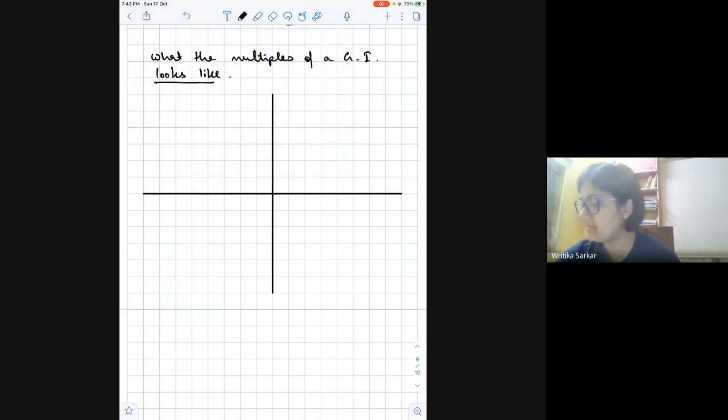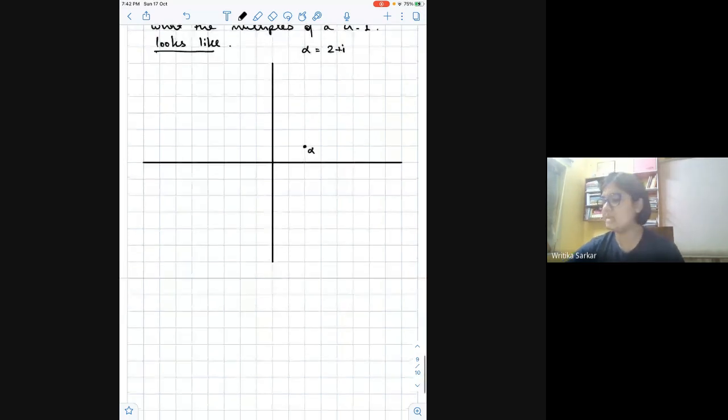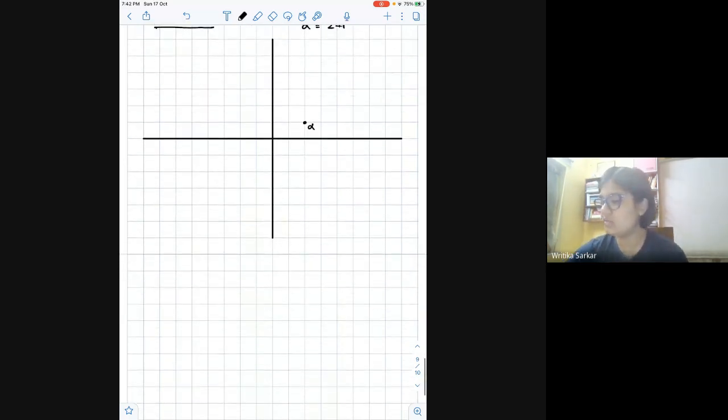Let's just take the example of this one here. Let's say this is alpha, and alpha is equal to 2 plus i. I think you are familiar with this: when you're adding two complex numbers in the Argand plane, it's just like vector addition.